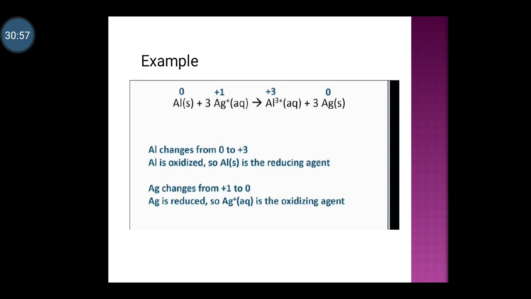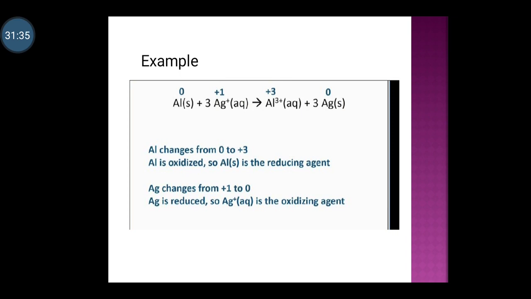So aluminium is oxidized, but it is a reducing agent because the oxidation number increased. Remember, the reducing agent will have its oxidation number increased at the end of the reaction. Now for silver ion, silver Ag changes from +1 to 0. That means it's reducing, so it is reduced. Silver is reduced, but it is the oxidizing agent, because the oxidation number was reduced at the end of the reaction.